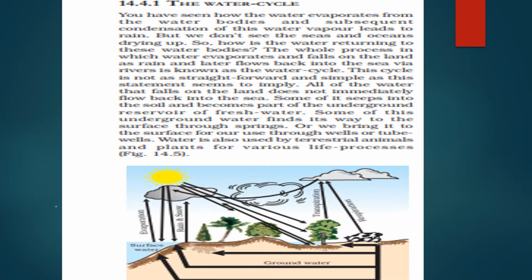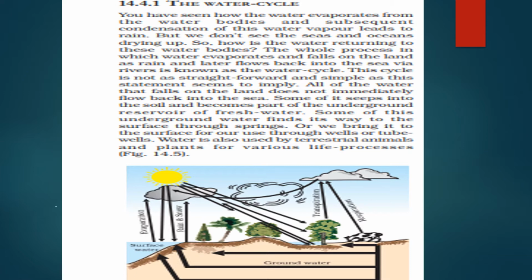Hello students of class 9, let's continue our chapter on natural resources, and today we are going to discuss a biogeochemical cycle, that is the water cycle. We have seen how water evaporates from water bodies and subsequent condensation of this water vapor leads to rain. But we don't see the seas and oceans drying up. So how is the water returning to these water bodies?